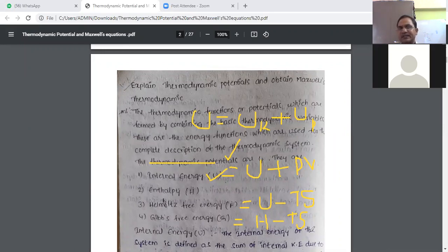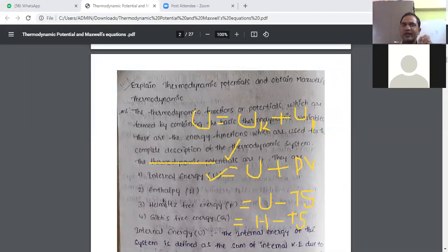All these parameters we write in terms of thermodynamic variables. What are the thermodynamic variables? I told you: pressure, volume, temperature, entropy. For example, H is equal to U plus PV, where U, pressure, and volume are thermodynamic variables. F is equal to U minus TS, expressed in terms of internal energy, temperature, and entropy. And G is equal to H minus TS, expressed in terms of H, T, and S. We convert these into terms of pressure, volume, temperature.